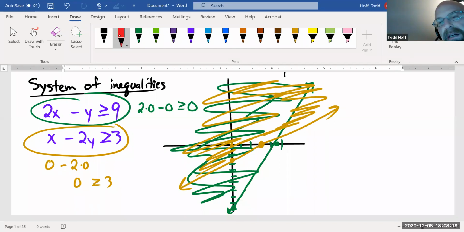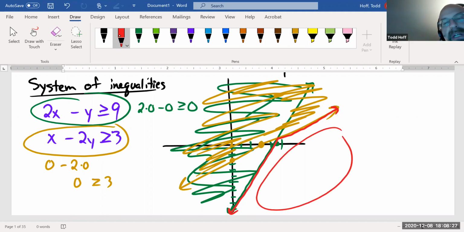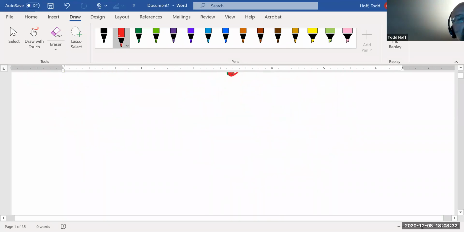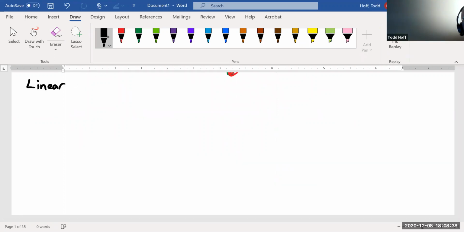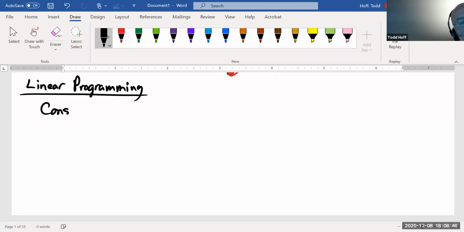So what our solution is here is, of course, these lines, and this region here is the solution. Any point in that region would make that system of inequalities true. Well, what linear programming does is it takes it to the next step. We use inequalities called constraints to isolate a region of the graph.